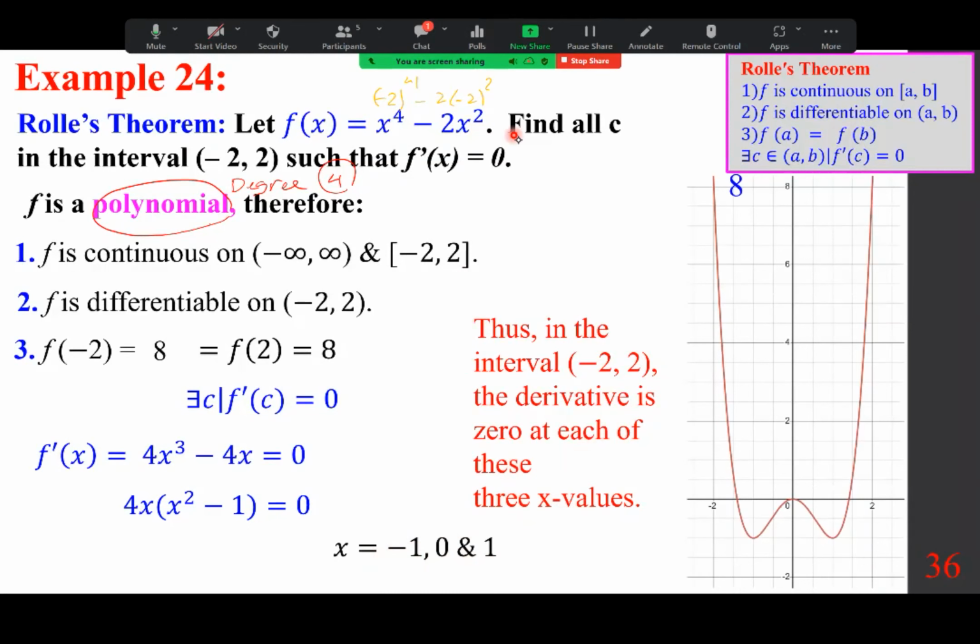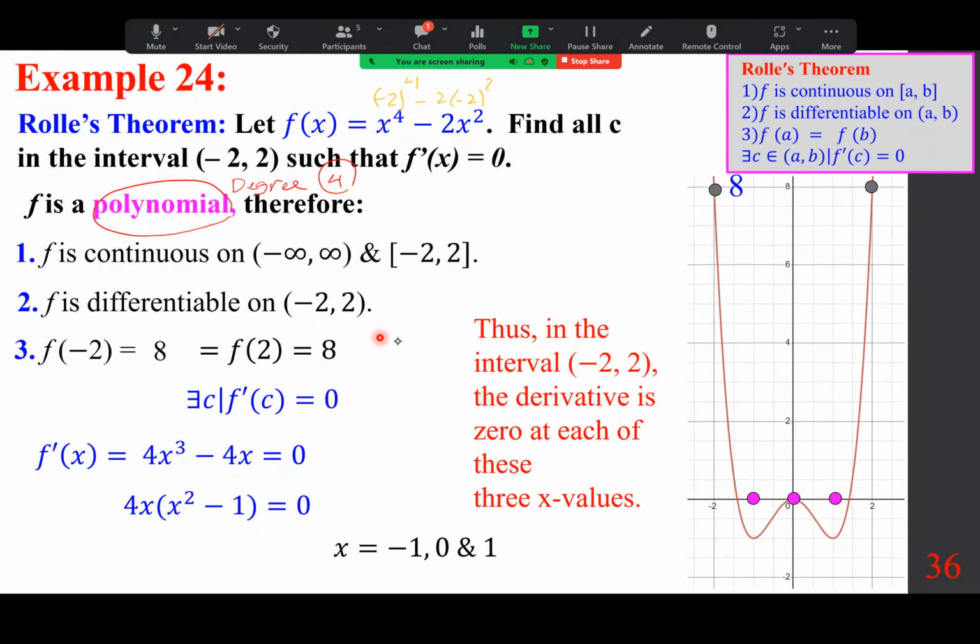And if you look at the graph, here's the graph of x to the power 4 minus 2x squared. It's fairly basic. Look at what we have here, number 8. I hope you notice at -2, we have number 8. At +2, we have number 8. That's what we showed. We know the continuity, differentiability. And at points -1, 0, and 1, we must have f prime of x equal to 0.